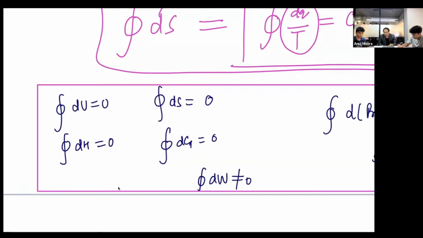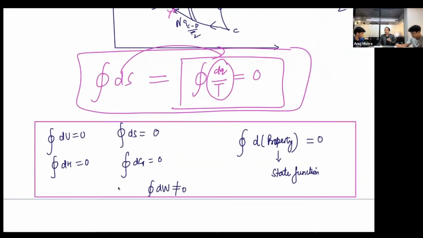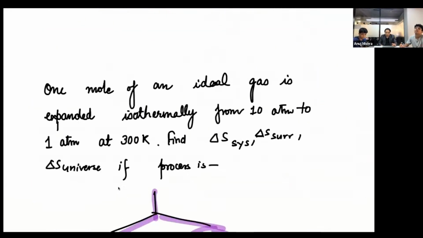So what is the learning for the current discussion? If you can write for any property that the cyclic integral d property is 0, that means that property is a state function. So if cyclic integral dU is 0, U is a state function; dH is 0, H is a state function; dS is 0, S is a state function; dG is 0, G is a state function. dW is not 0, that means W is not a state function. It's a path function. Did you understand this? Okay, now let's move ahead.